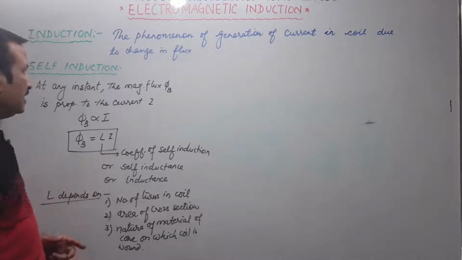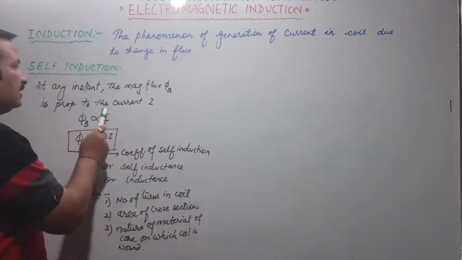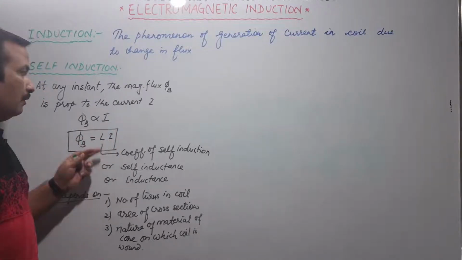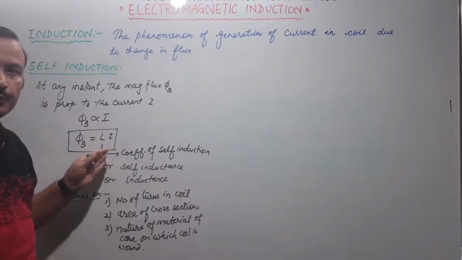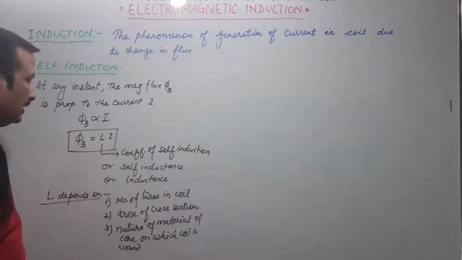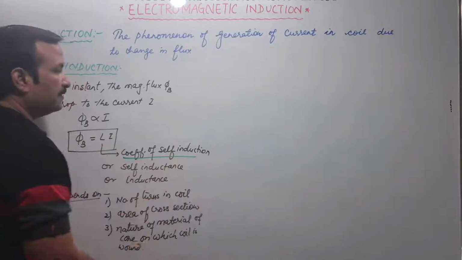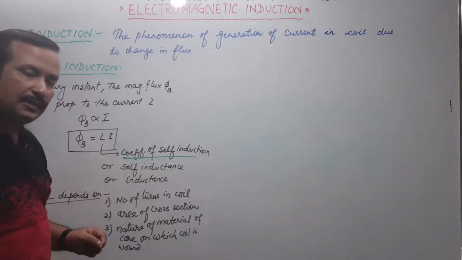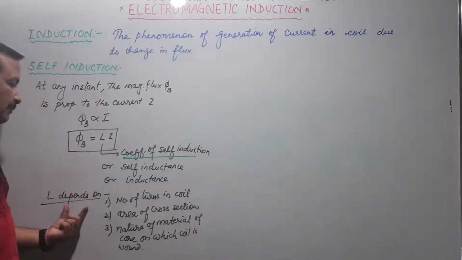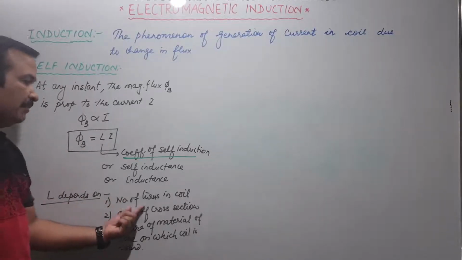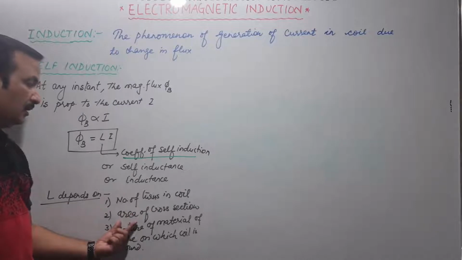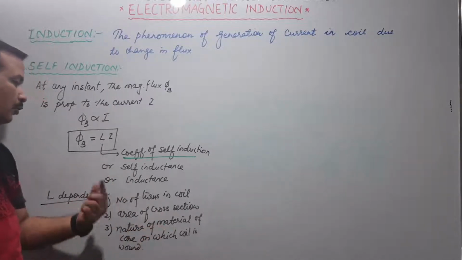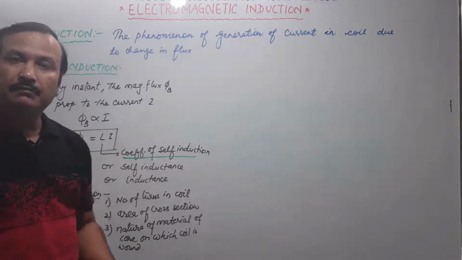At any instant we find that the magnetic flux phi is proportional to current I. When there is a proportionality sign, there will be some proportionality constant, that is L, and this L is called the coefficient of self-induction or the self-inductance or simply the inductance. We find this L depends on three things mainly: number of turns in the coil, area of the cross section of the coil, and nature of the material of the core on which this coil is wound.